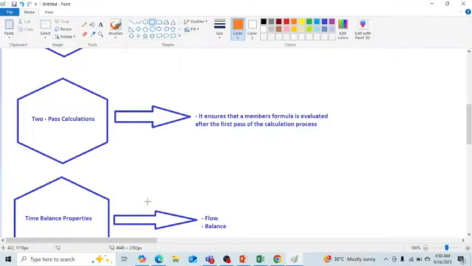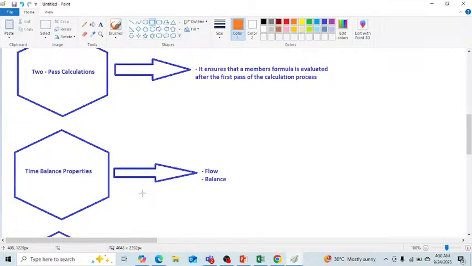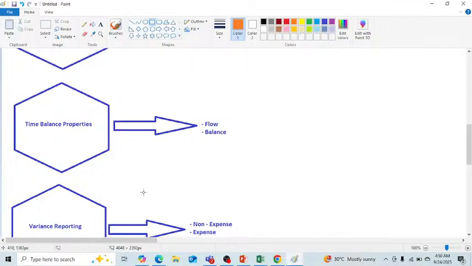This property is essentially for calculated members that rely on other consolidated members. Now let's look at some properties specific to the time and calculation, or the account dimension. These are crucial for financial reporting and planning. So we have discussed the time balance properties. This property tells Essbase how to consolidate data across the time dimension. It is especially relevant for the account dimension.